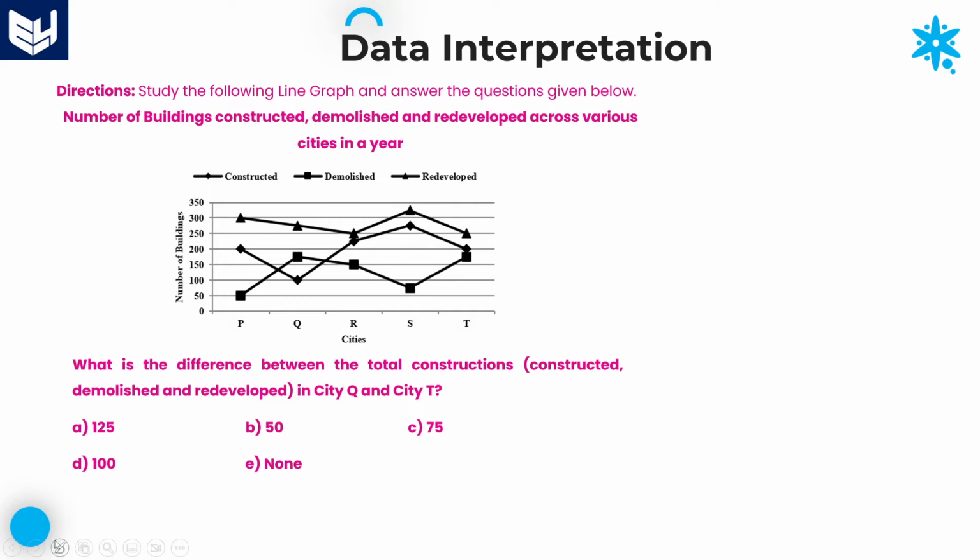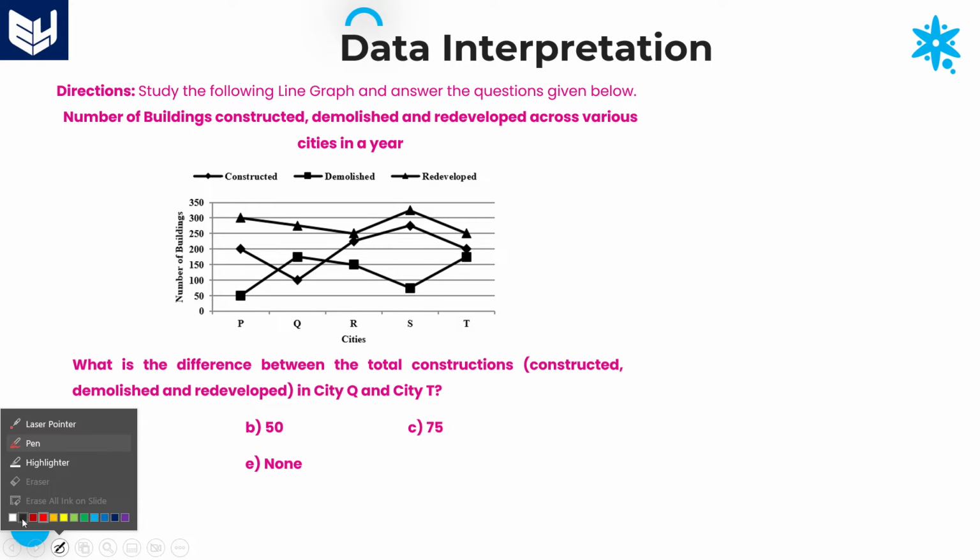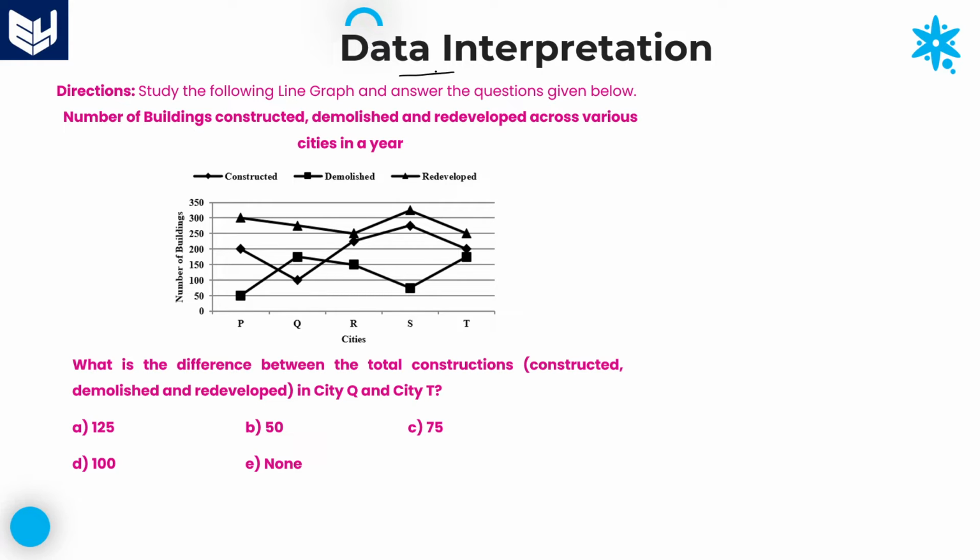In this session, I am continuing line graph data interpretation. First of all, we need to read the information carefully and then, according to the given information, solve the questions. First, look at the information provided in this line graph data interpretation.